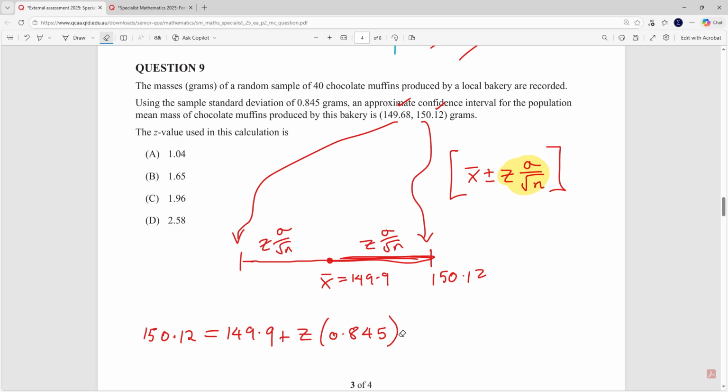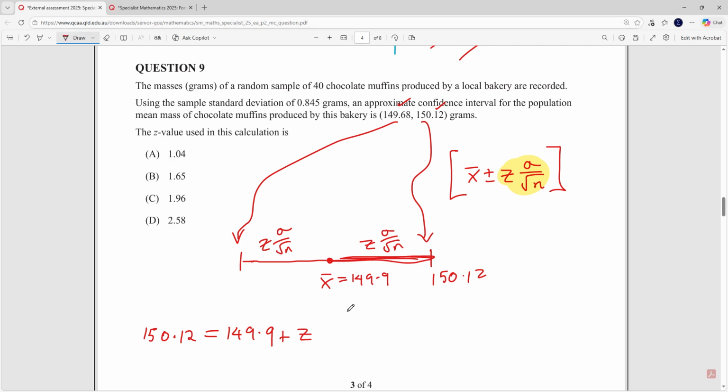So from an exam point of view, I would actually go the other way now, just to use this stuff here. So 0.845 divided by the square root of 40. Maybe that will make it a little bit easier. So let's try that now. So 150.12 minus 149.9 gives you 0.22. So 0.22 is equivalent to Z times 0.845 over the square root of 40.